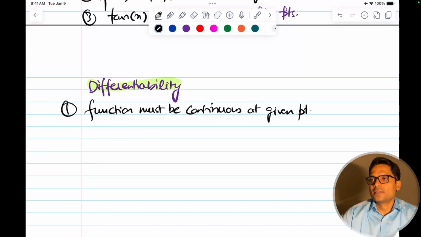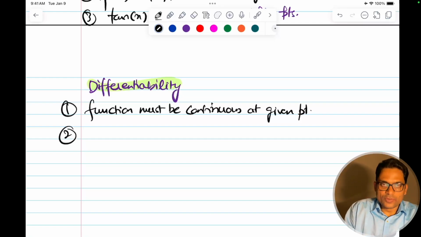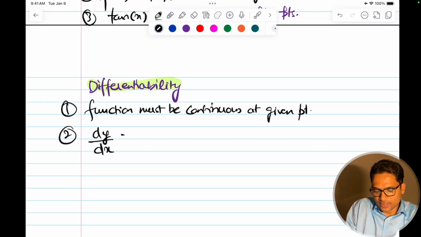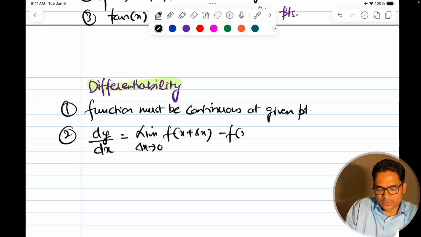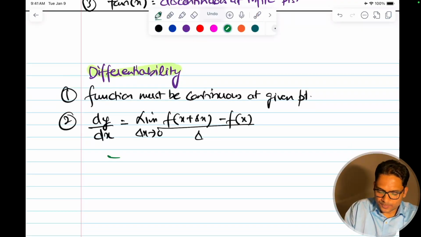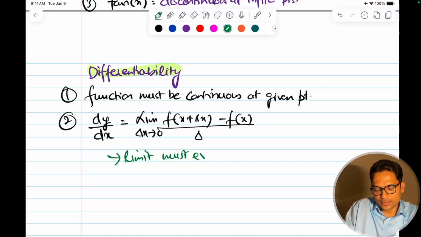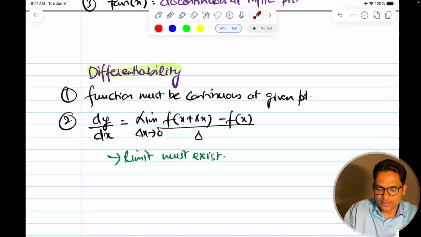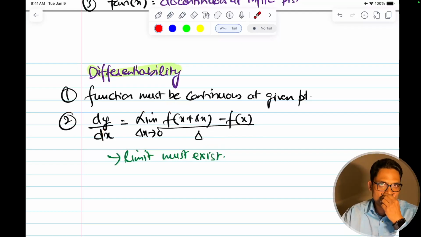Okay. And the second point is that from the formula, what is your formula for derivative? dy by dx is equal to limit delta x tends to 0, f of x plus delta x minus f of x by delta x. So this is your formula. So this limit must exist. That is it, two-sided limit. Both the sides, the limit should exist at that point.